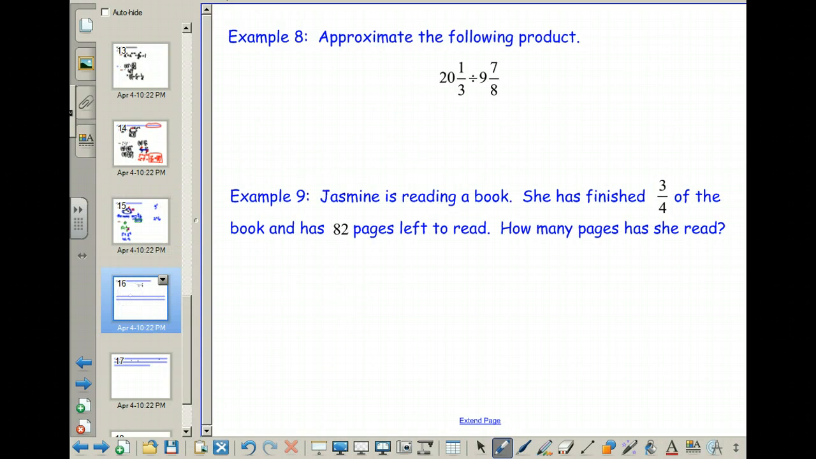Okay. All right, we're going to do a little bit of approximation. I've got them in the wrong order, so I have to fix that. To approximate the following, if you were dividing 20 and 1/3 by 9 7/8, what would you change 20 and 1/3 to? What would you change 9 7/8 to? So that they would divide nicely, cleanly, so that it makes the problem easy. What would you do?